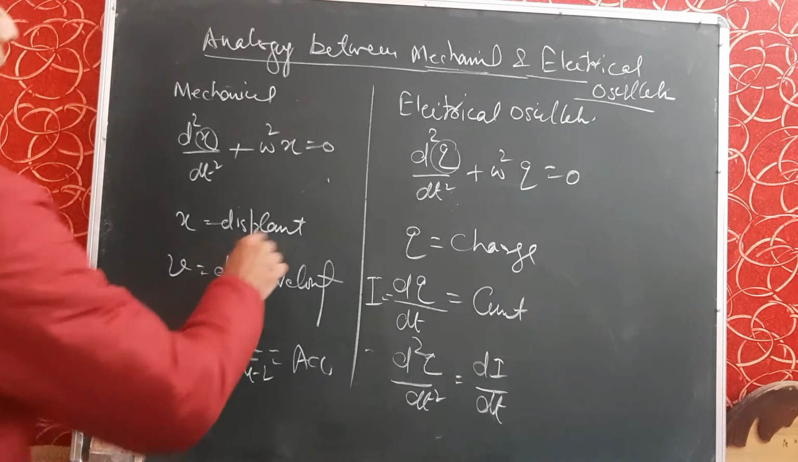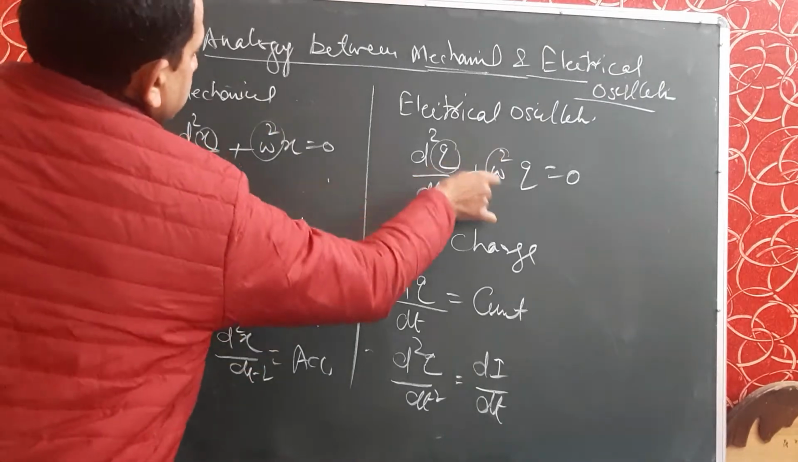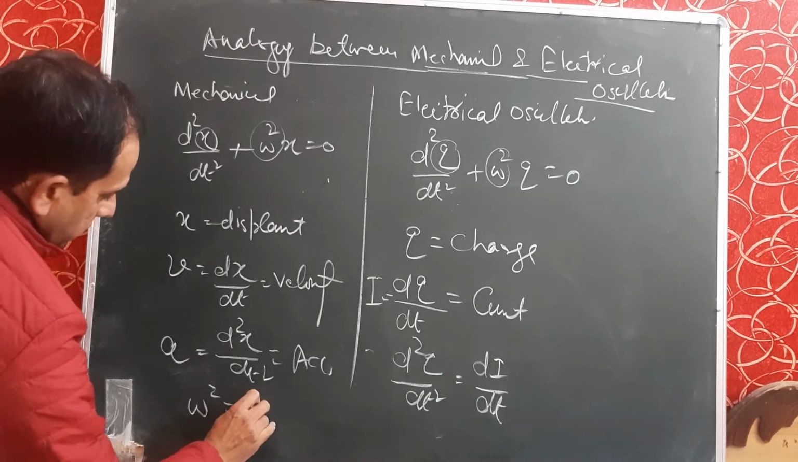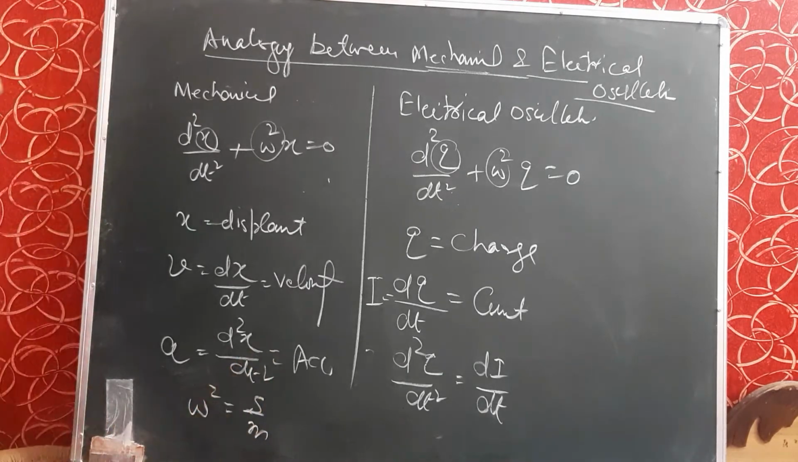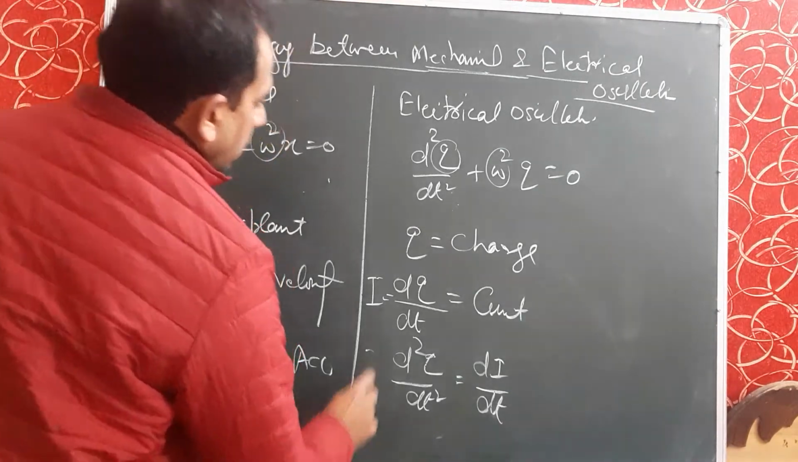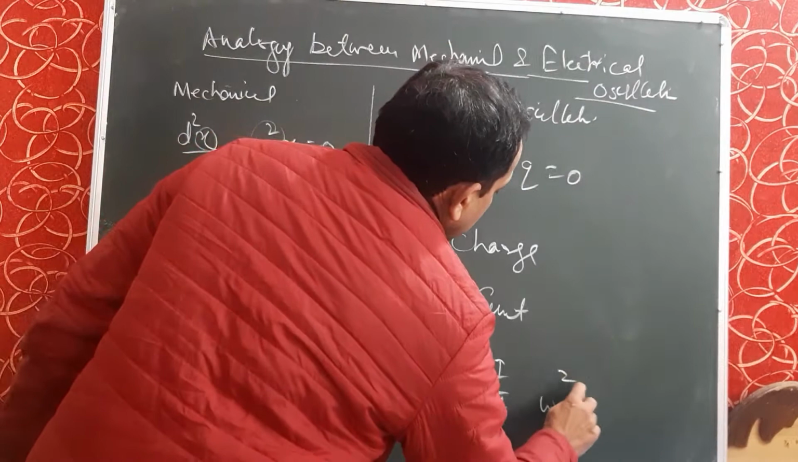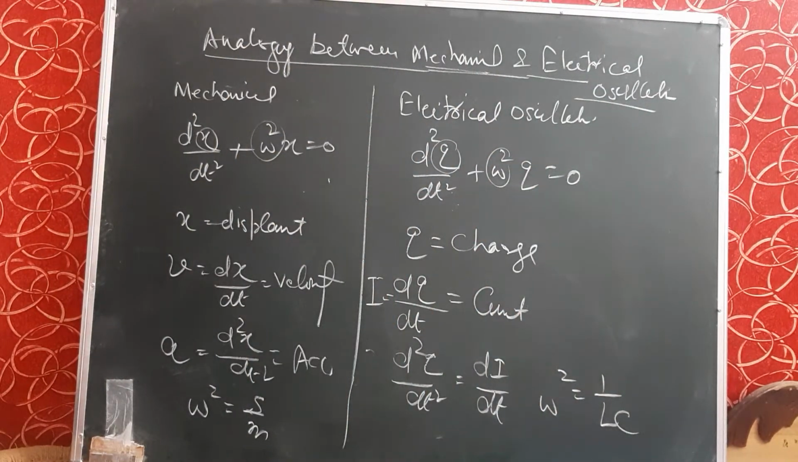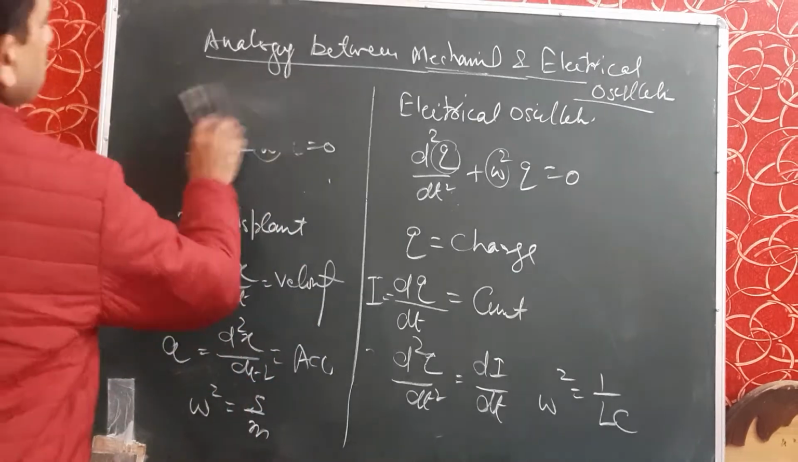If we compare the values for these omega squares, we know that omega square is equal to s by m, or omega is under root s by m, and in electrical oscillator this omega square is equal to 1 by LC. So, in this way we can compare the electrical and mechanical oscillators. So, this is the analogous relation between both types of oscillators.